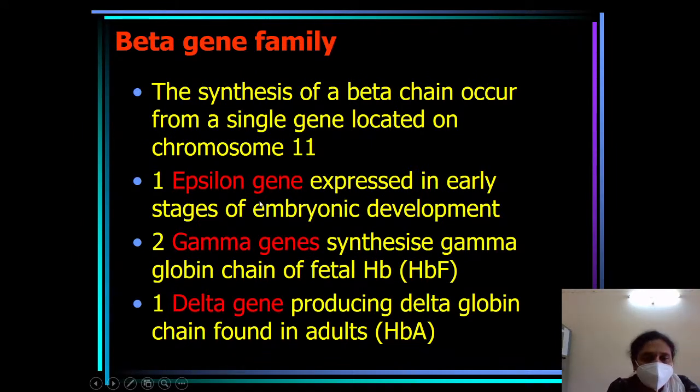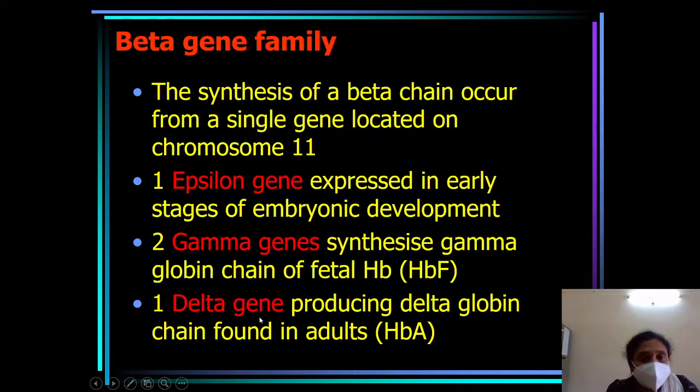The epsilon gene is expressed in early stages of embryonic development, and gamma genes synthesize gamma chains. Gamma chains are present in the structure of fetal hemoglobin. As you know, fetal hemoglobin is composed of 2 alpha and 2 gamma.